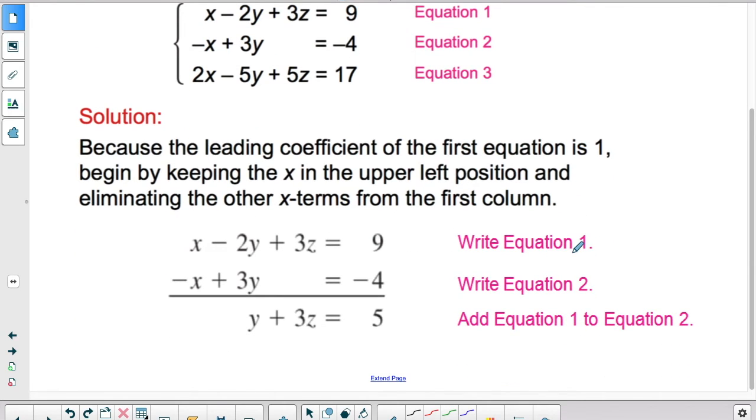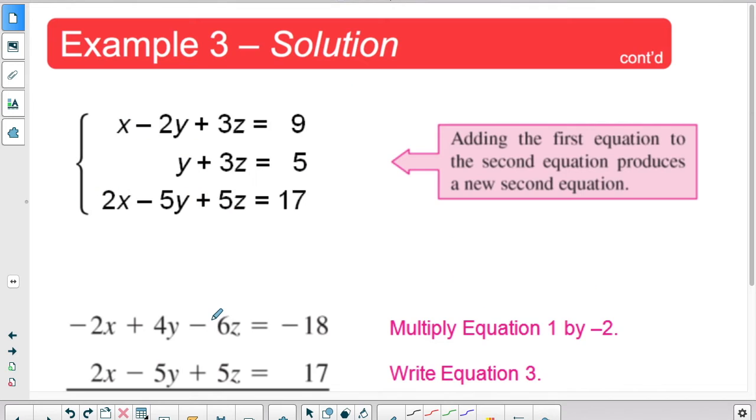Because here's the way that we would end up solving this. We would look at this here because the leading coefficient of the first equation is 1, by keeping the x in the upper left position and eliminating the other x terms from the first column is what we'll do first. So we'll write the first equation, write the second, and add the first to the second so that the second equation loses that x. So that we get this here.